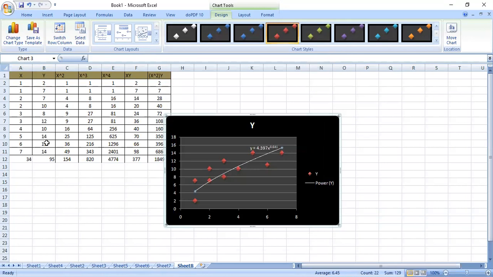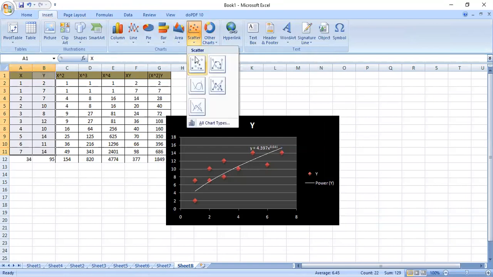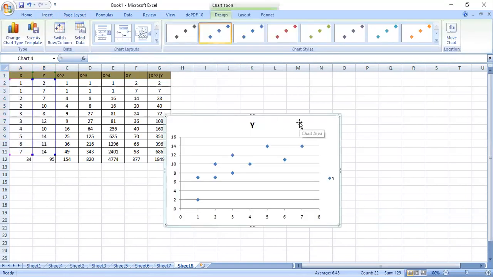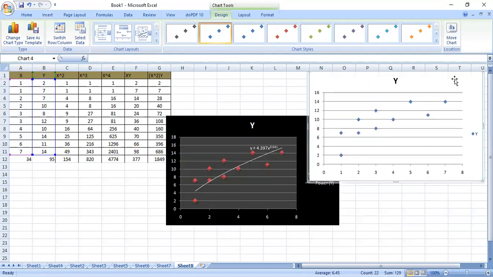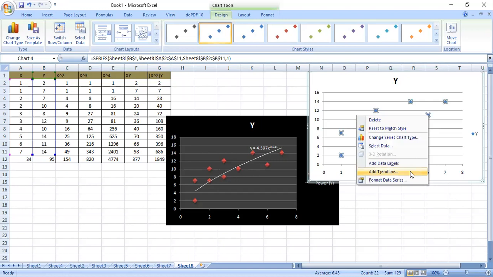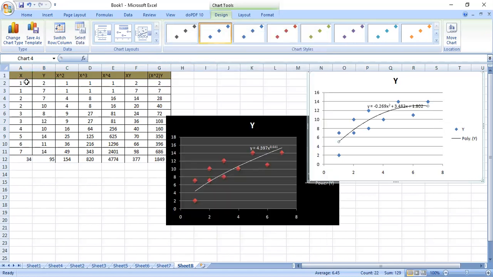For the second degree parabola fitting, the curve that we obtained was like this. So we are going to fit the second degree parabola once again. Let's see. I'm choosing polynomial. So this was the polynomial that we fit over here.